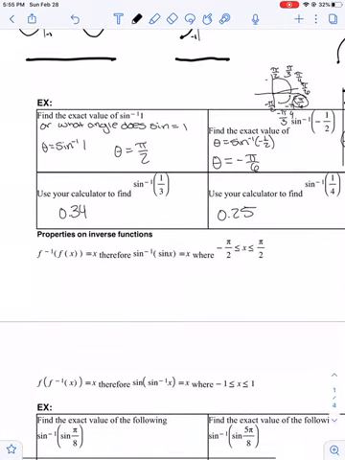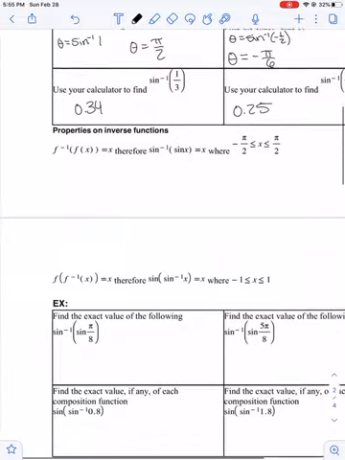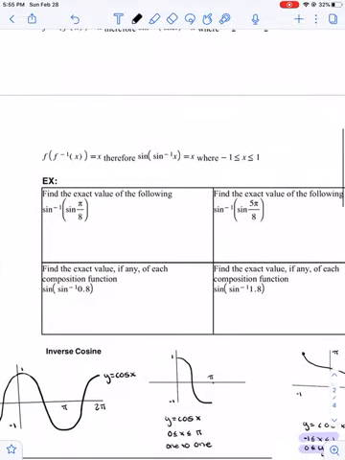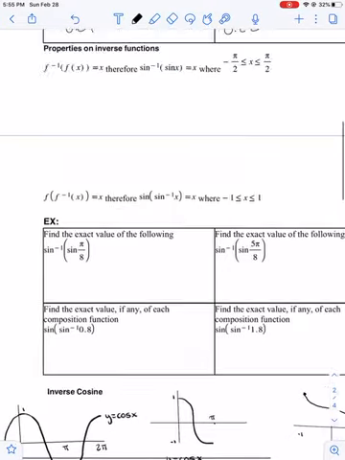Okay, and then here's those restrictions we just talked about a little bit. All right, so let's keep going. So sine inverse of sine. So here we know that the sine inverse of sine just equals what x is. So whatever that angle is, it just equals x. But it has to be within this restriction here.